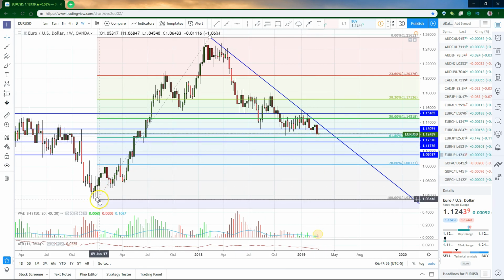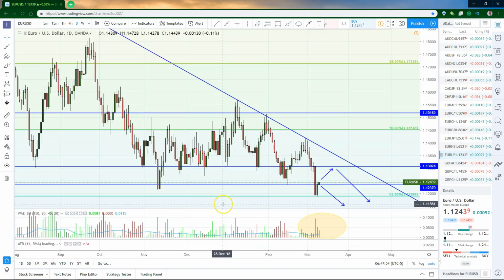Some of you may know I like to pull a Fibonacci from the prior move. This is the prior move. This pulled down and stalled at the 61.8% Fibonacci level, and it's pulled back just a little bit. Okay, let's drill down to the daily chart now and see what's going on.